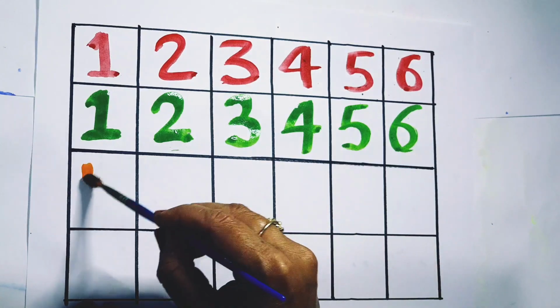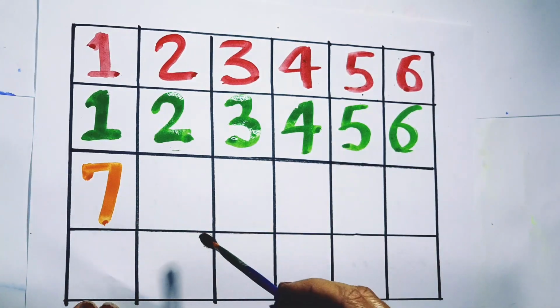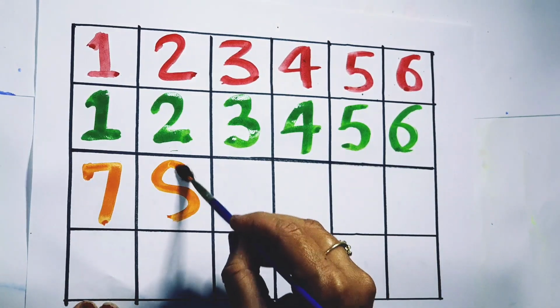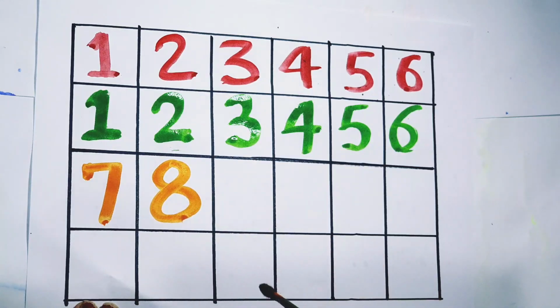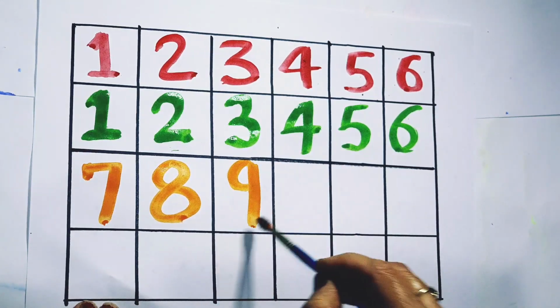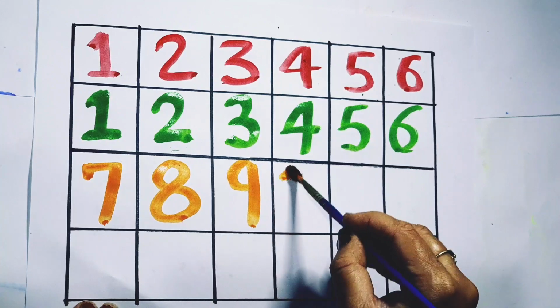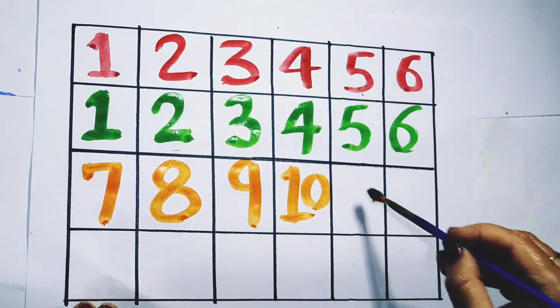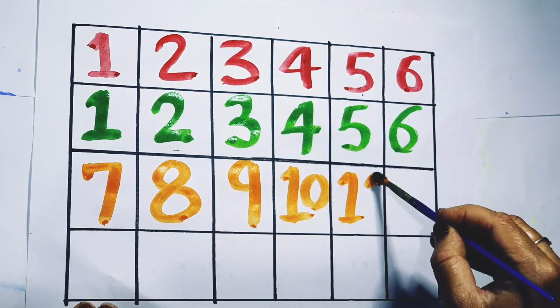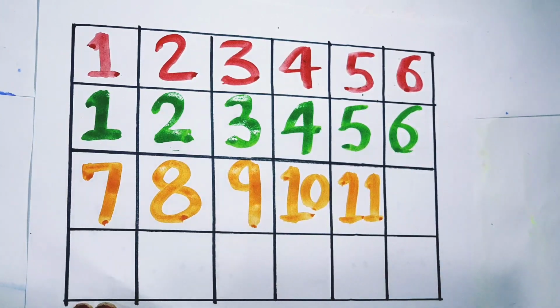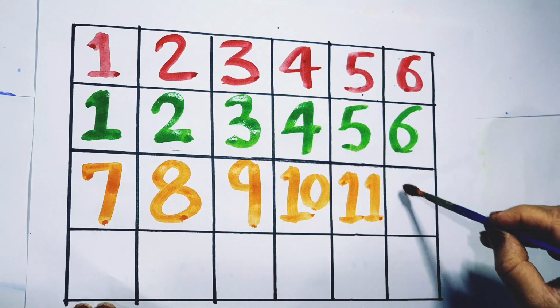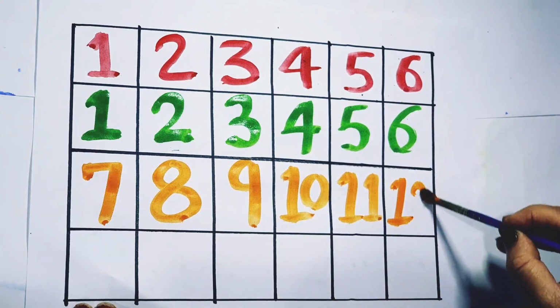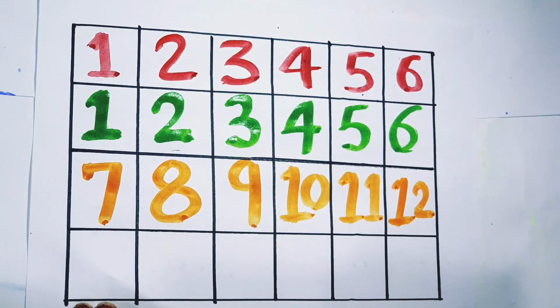Orange color. 7. S-E-V-E-N, 7. 8. E-I-G-H-T, 8. 9. N-I-N-E, 9. 10. T-E-N, 10. 11. E-L-E-V-E-N, 11. 12. T-W-E-L-V-E, 12.